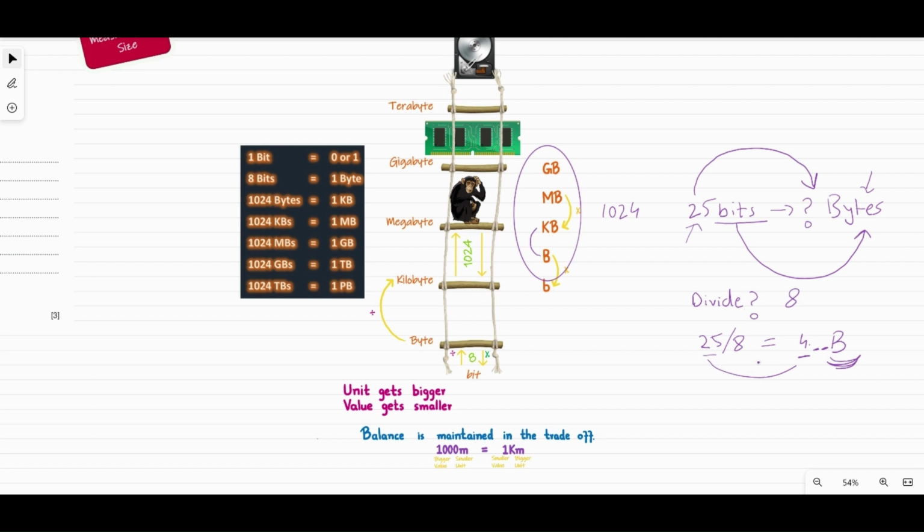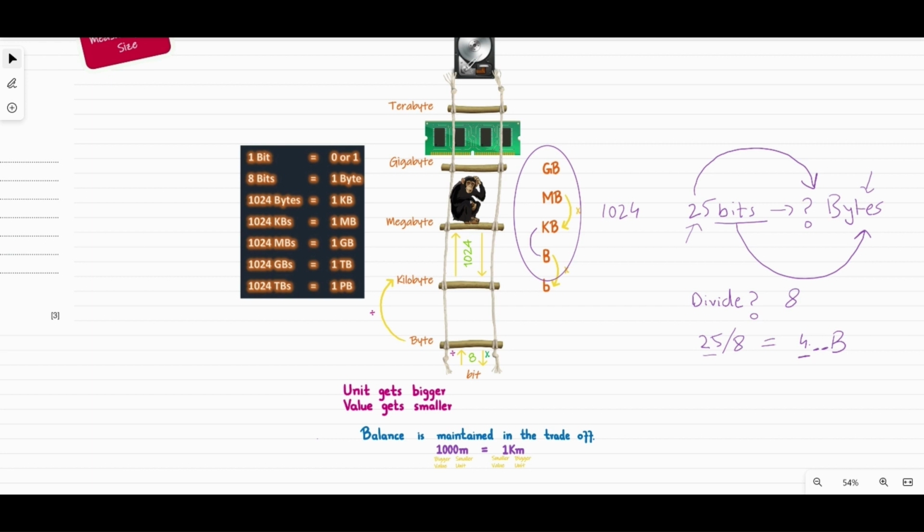So always think in terms of what to do, whether to divide or multiply. In that case, you can think of it as a ladder: if you need to jump up, then you need to have some energy or you need to lose some energy.